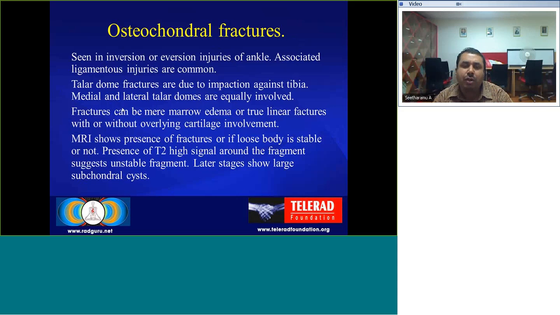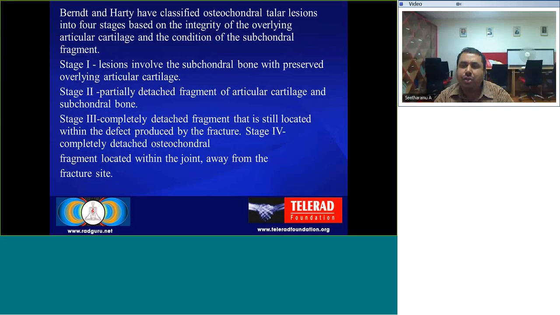The use of MRI in osteochondral injuries is to assess for the fracture and to see if the loose body is stable or not. The osteochondral fractures of the talar dome are classified into 4 stages based on the integrity of the overlying articular cartilage and the condition of the subchondral fragment.